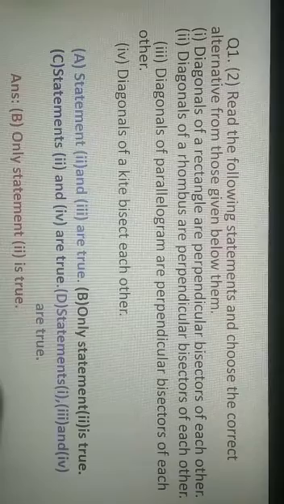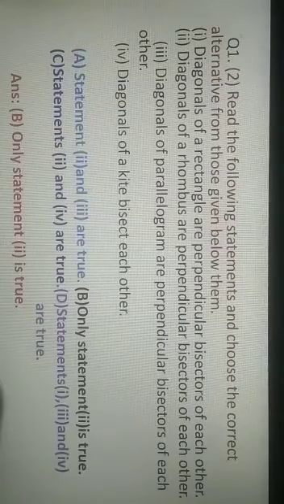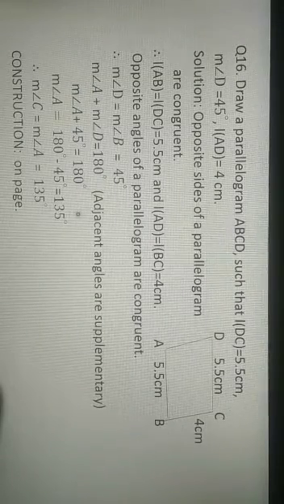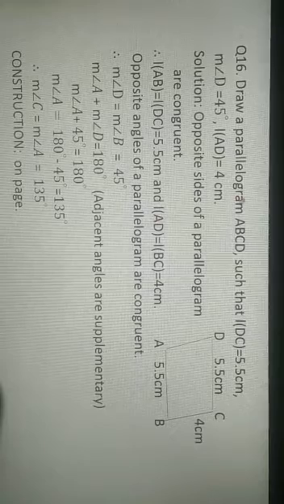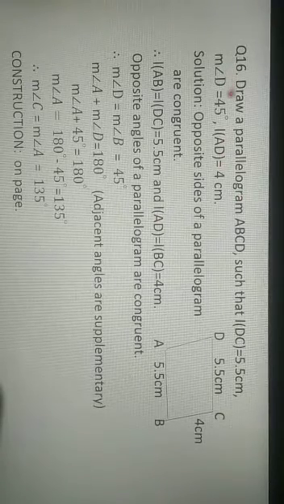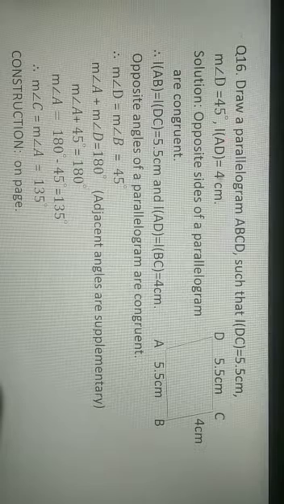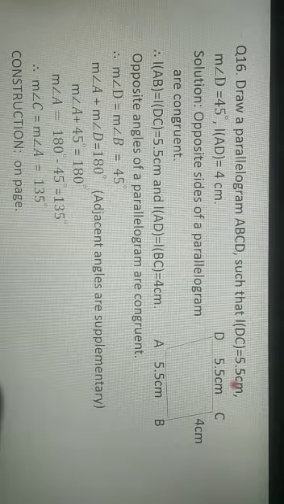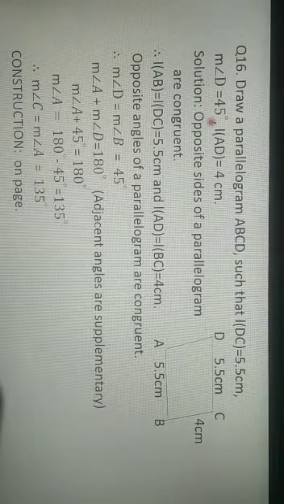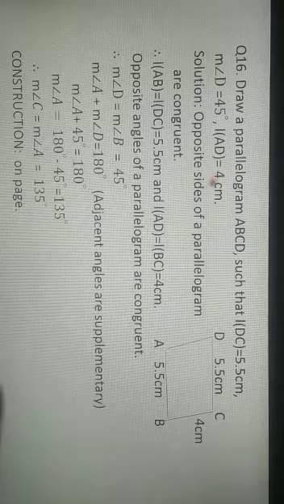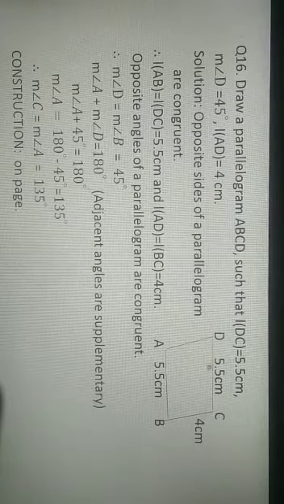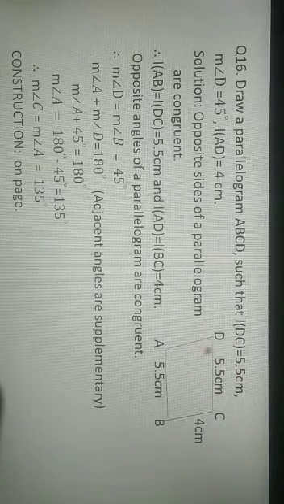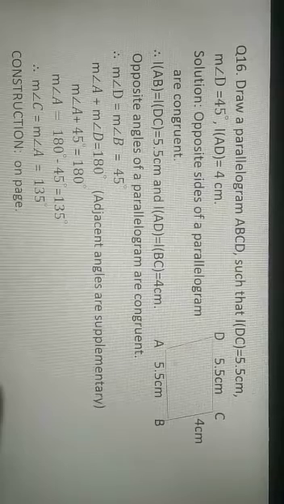Okay children, now this was question number 1, second part. Now turn out page number 60 of your textbook and take out question number 16. This question is based on chapter 8. Draw a parallelogram ABCD such that length DC is equal to 5.5 centimeter, measure angle D is equal to 45 degree, length AD is equal to 4 centimeter. So draw the rough figure with this given information. DC is 5.5, measure angle D is 45, length AD is 4 centimeter.